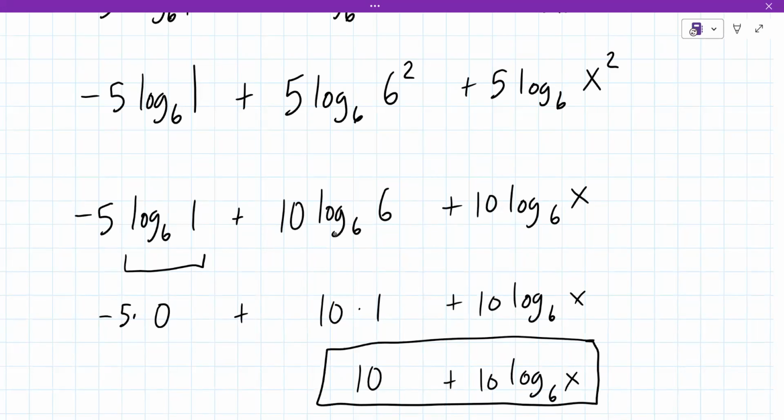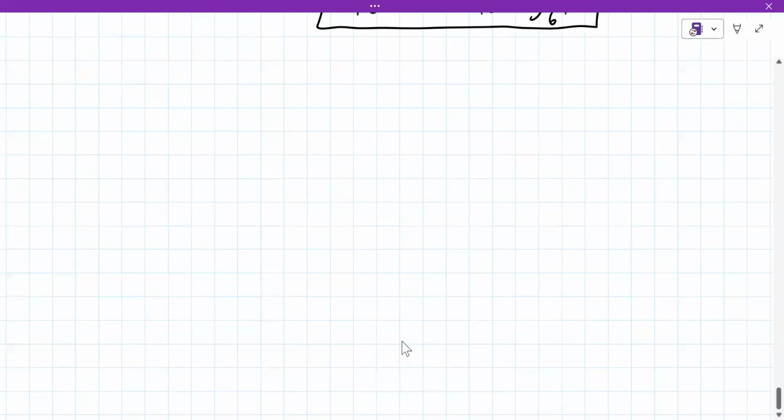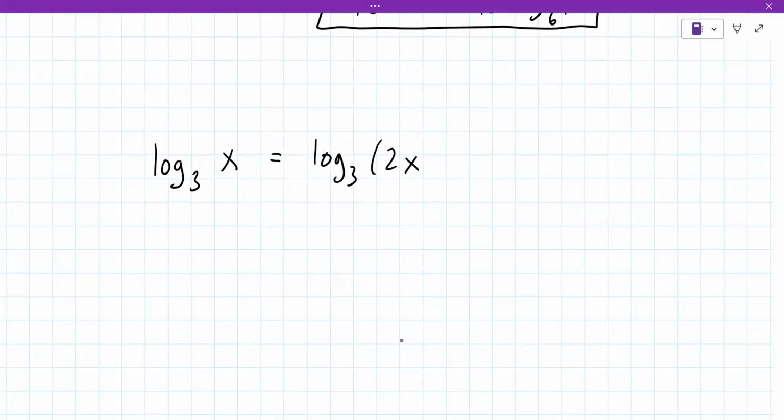All right, so let me transition to solving some problems. So let's say I had log base 3 of x equals log base 3 of 2x plus 3.